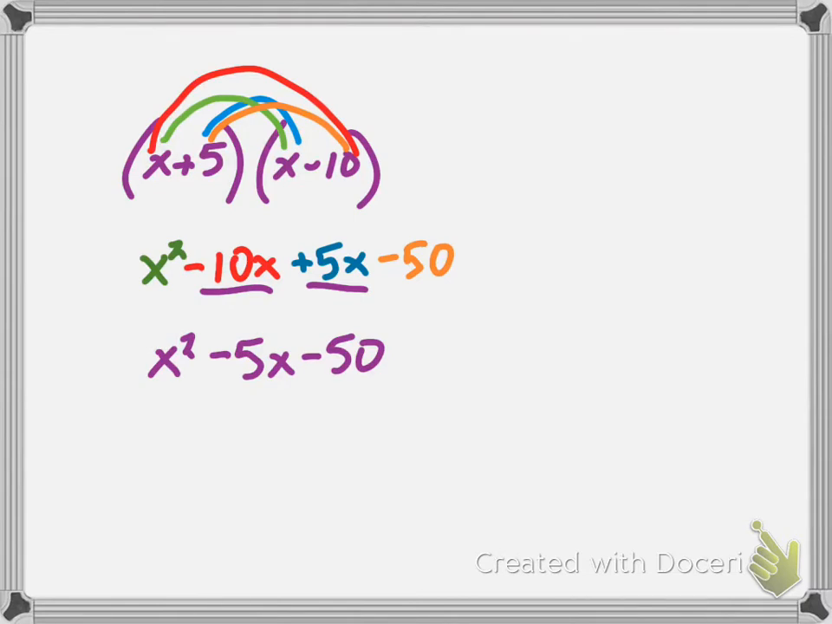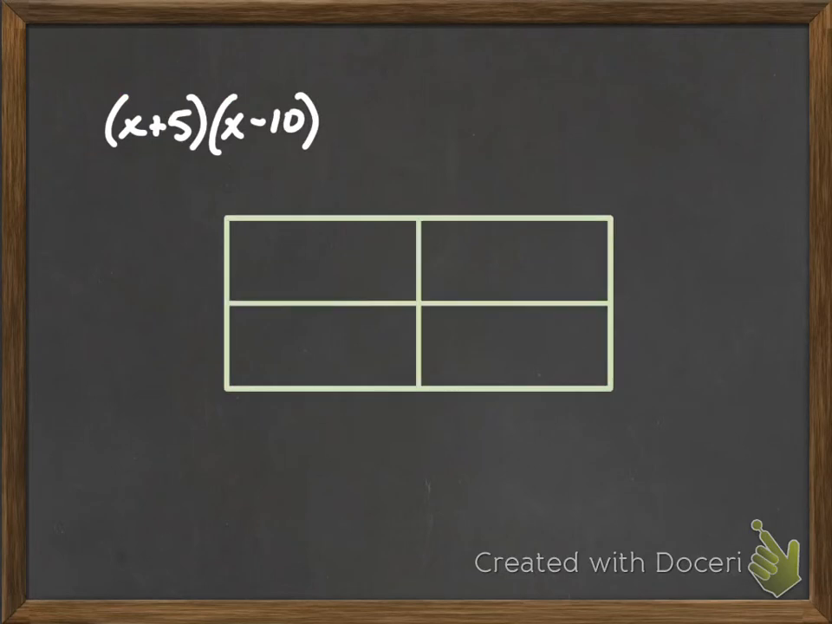So let's look at the area model with algebra. I really like this, especially because I'm a geometry teacher. This has a natural extension to geometry because we think about area in geometry a lot. So if we have x plus 5 times x minus 10, which is the previous problem, all we have to do is assign these boxes different values.